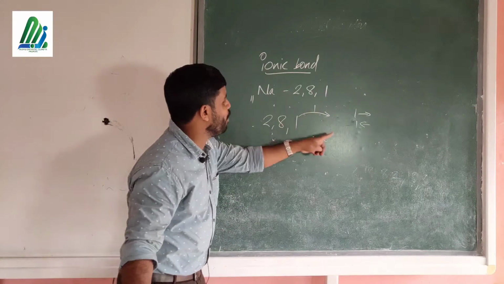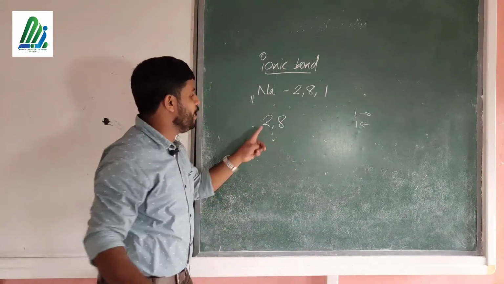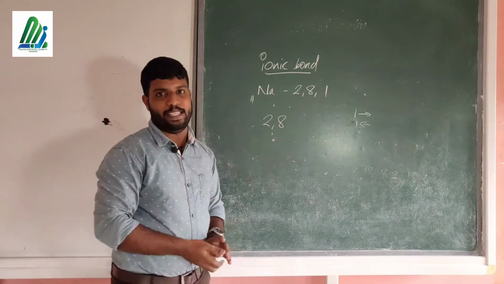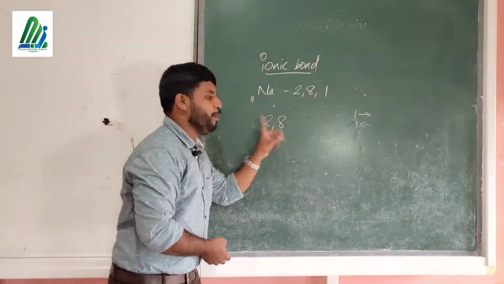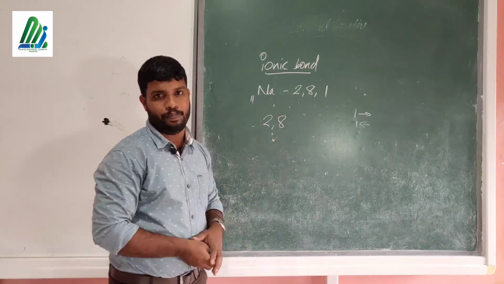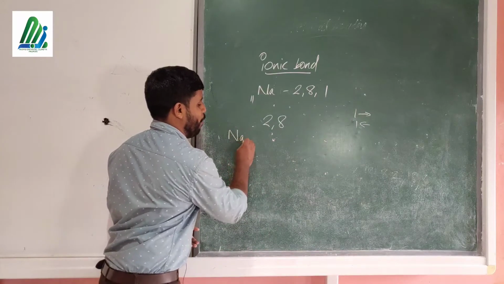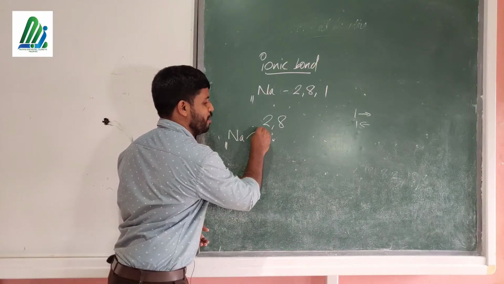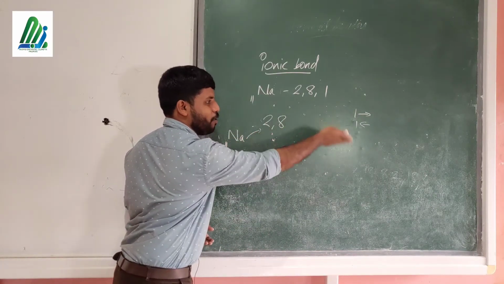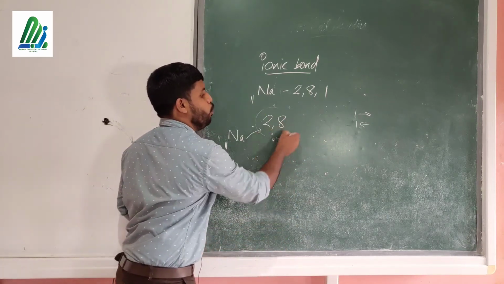If one electron is donated from the valence shell, the electronic configuration changes to 2,8. Now look at the last shell: how many electrons are there? Eight electrons. So this atom is stable now. Sodium has 11 electrons, written as 2,8,1. One electron is donated to attain stability and it becomes 2,8.